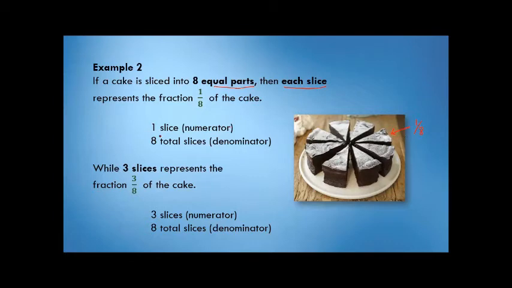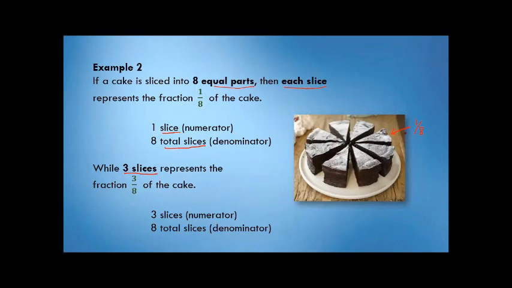Okay? So, one slice is the numerator kasi yan yung halimbawa kukunin nating parts. So, ang denominator is 8 because that is the total number of slices or the total equal parts na dinivide yung isang buo. Okay? Halimbawa naman, 3 slices yung kukunin sa cake. So, it represents the fraction 3/8 of the cake.